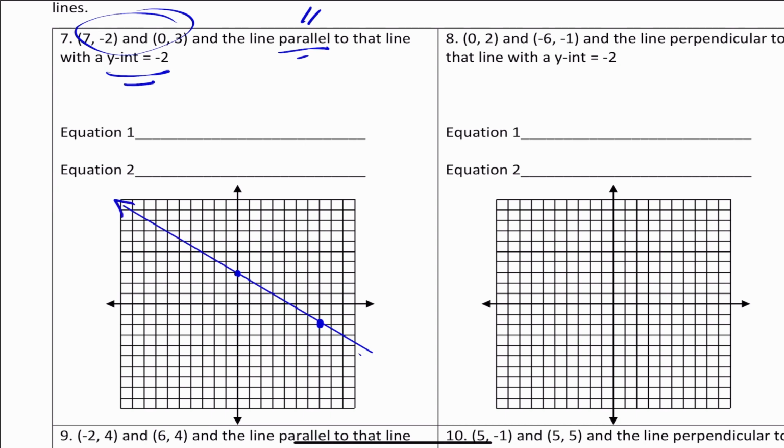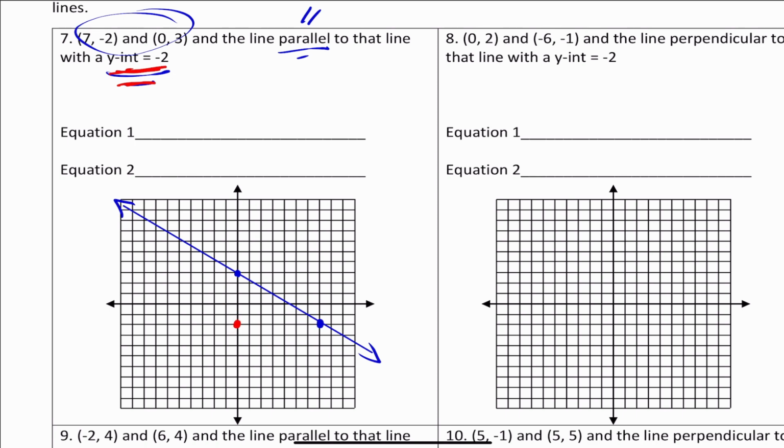So here we go. And then I have this line here. I'm going to use a different color. It has a y-intercept of -2, so it should be right here. This line has to be parallel to whatever this other line is, which I will create after, once I figure things out.